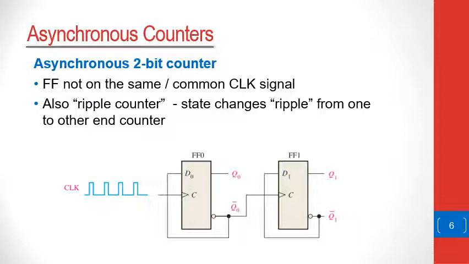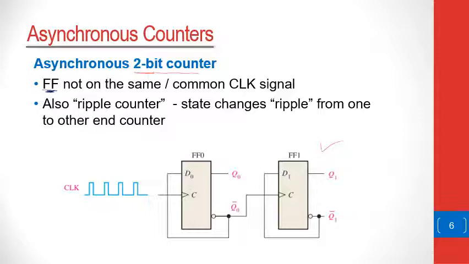So what do we mean by an asynchronous counter? By asynchronous counter, we mean a counter where the flip-flops, the memory elements, do not share the same or common clock signal. So the flip-flops do not have the common clock signal, which means they're not triggered by the same signal. In this following circuit, you will see an example of a 2-bit asynchronous counter.